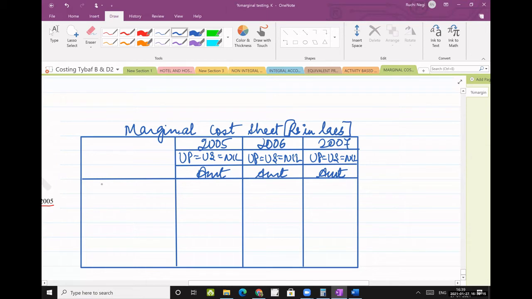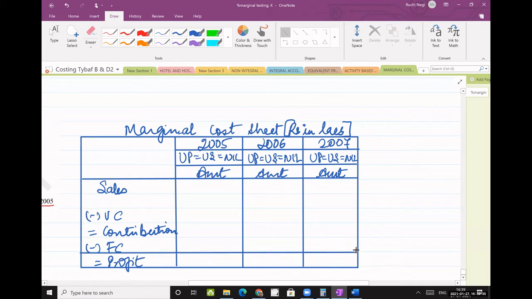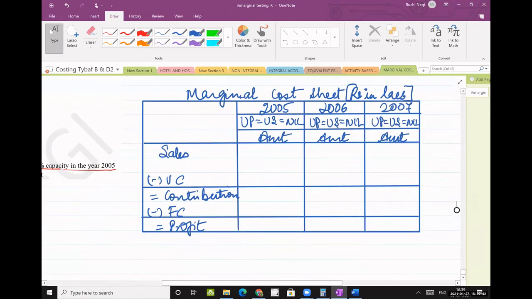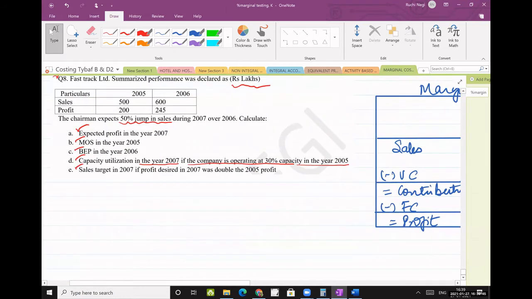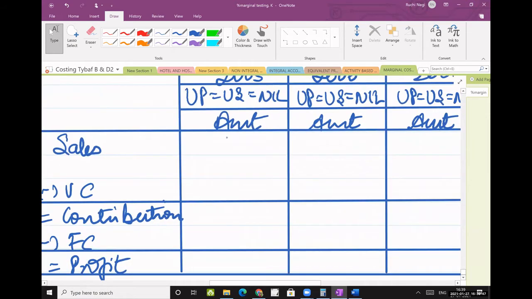So mention it here. Sales less variable cost is equal to contribution less fixed cost is equal to profit. ठीक है, तो बस इतना इंफॉर्मेशन आपके पास है, आपको ये पूरा कॉस्ट शीट भरना है. ठीक है. So what's your sales? 500 and 600. Please write it here.